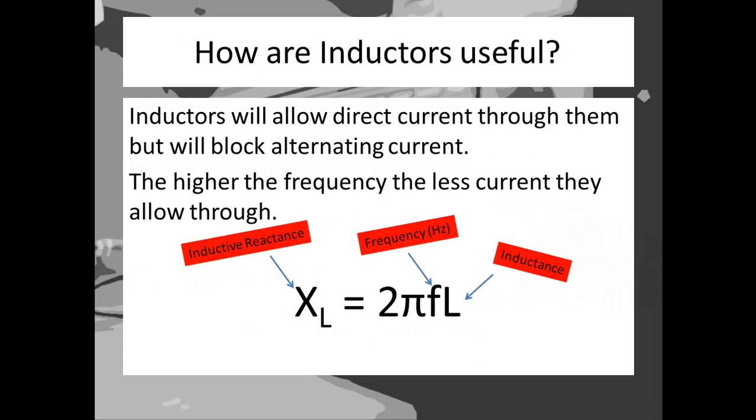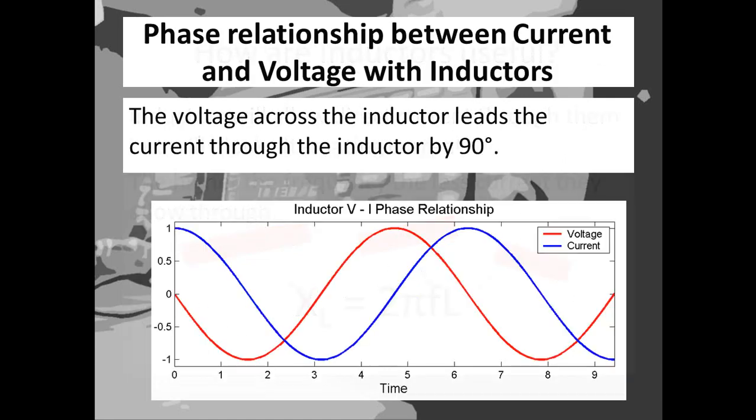So, completely opposite to capacitors, inductive reactance actually increases as frequency increases, so it becomes harder and harder for electricity to pass through an inductor as the frequency gets higher and higher. Now the phase relationship is the opposite of capacitors when compared with inductors. The voltage across the inductor actually leads by 90 degrees.